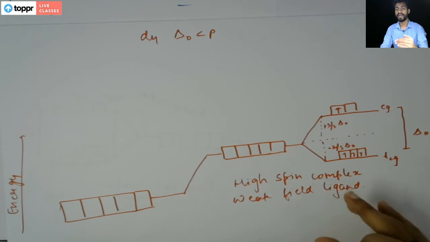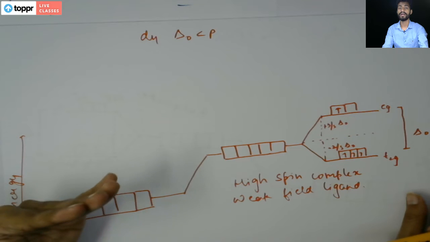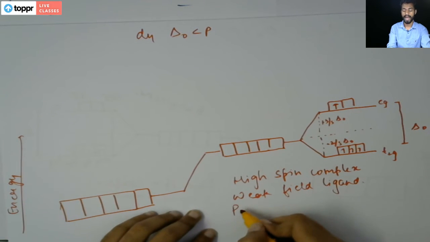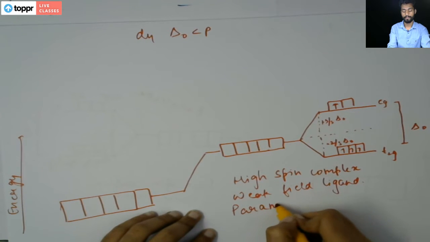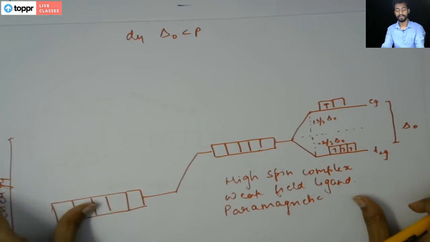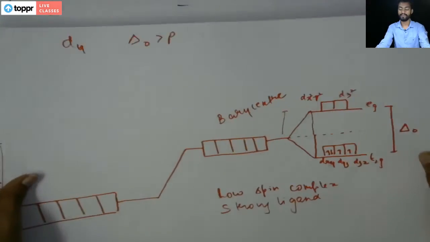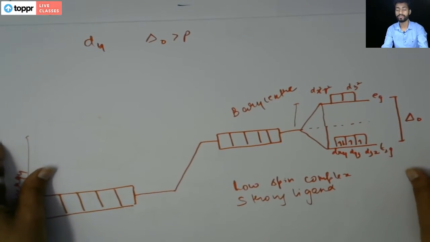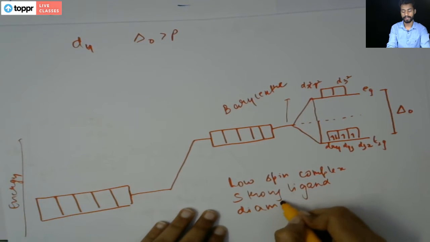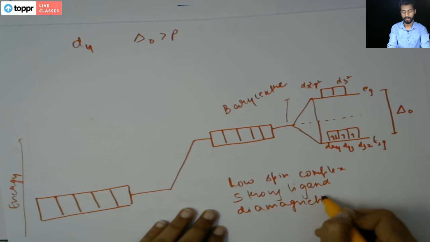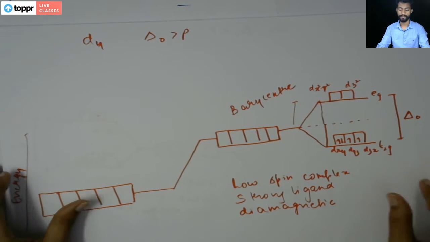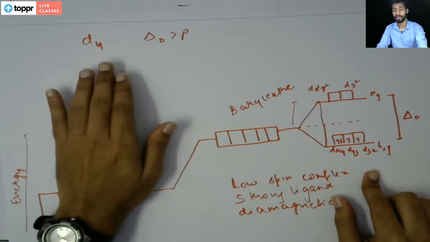Okay, so if there are more singly occupied or half filled electrons, in that case the magnetic character will be paramagnetic. And in case of paired electrons, the magnetic character will be diamagnetic. Hope you are clear with this. Okay, so this was for d4.